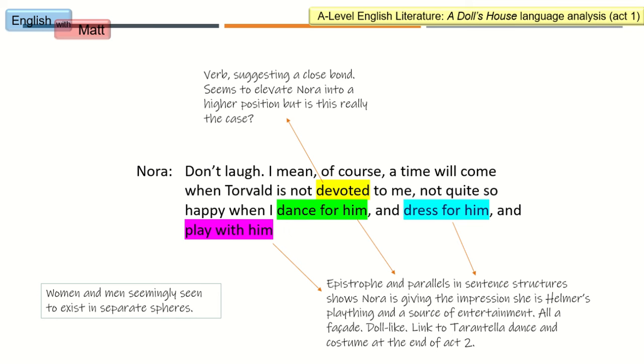So in this case, there is a sense here that men and women seemingly exist in separate spheres. The men in the macho world of finance and money and business, whereas the woman's domain is the home, looking after the children. So again, this role that she almost elects herself to have with Torvald seems to show that binary between men and women.